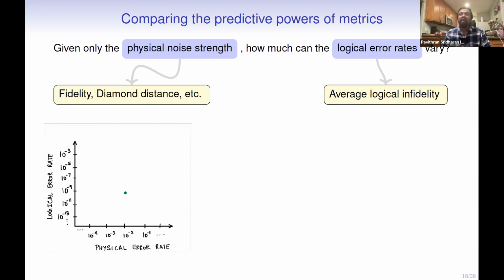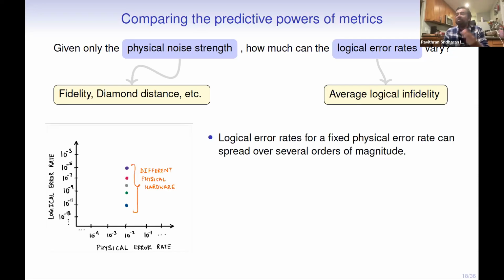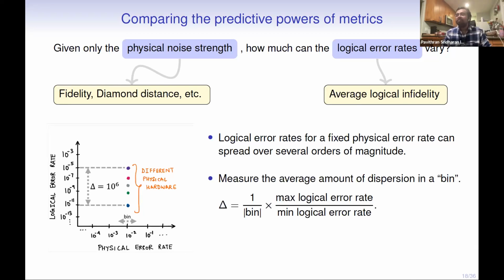Now, hopefully the plot is such that for a given physical error rate, there are not too many logical error rates, because then I'm unsure of what the exact logical error rate is for that physical error rate. So I don't want a spread like this in the y direction. I want technically something that looks like a line, because if there's a spread like this, I can say that if you only give me the figure of merit, my uncertainty on what the exact logical error rate is equivalent to the spread of this plot.